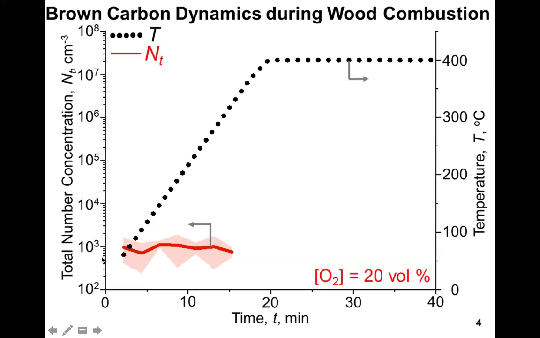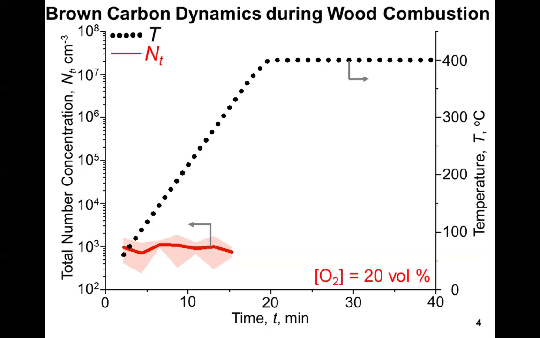On the y-axis, shown on the left-hand side of this plot, I'm presenting you the total number concentration of brown carbon that has been obtained as a function of the residence time during pinewood combustion with air. The shaded area over here quantifies the variability of our measurements. So as you can see, in the first few minutes, the total number concentration is very low. It's close to the detection limit of our instrument.